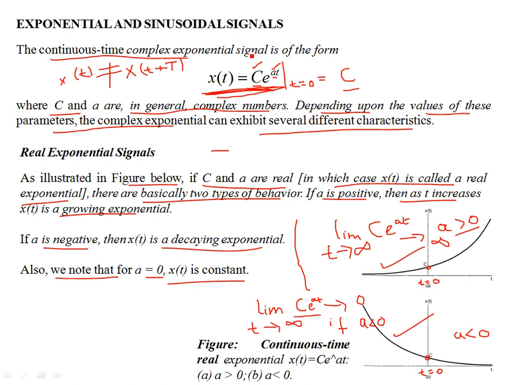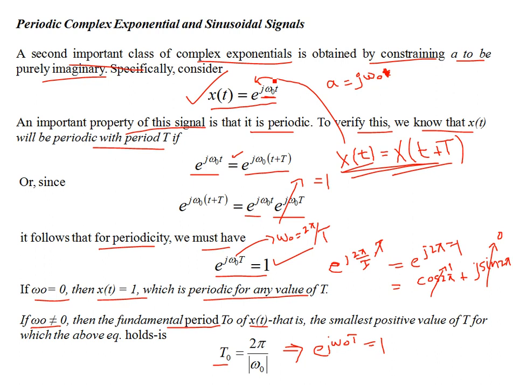It's not periodic. But if the exponent A is constrained to be purely imaginary, the exponential becomes periodic because it consists of sines and cosines, right? And this period, unless you're dealing with the constant, if omega naught is not equal to 0, then the fundamental period that satisfies the periodicity in general is 2 pi over omega naught, right? So that's the smallest positive value of T for which the above equation holds.